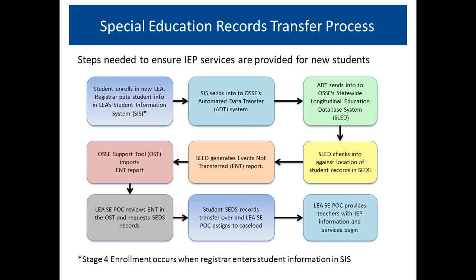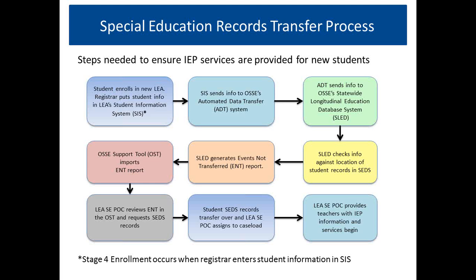And then SLED gets together with SEDS every night and they have a little chat. And SLED says, hey, I have Johnny in LEA number 1. And SEDS says, wait a minute, I have Johnny in LEA number 2. And they realize that a student's in one place, but his SEDS records are in another place. So they create this report called Events Not Transferred, which is a list of all the students that are in one school, but their SEDS records are in a different school because they haven't been transferred over yet.